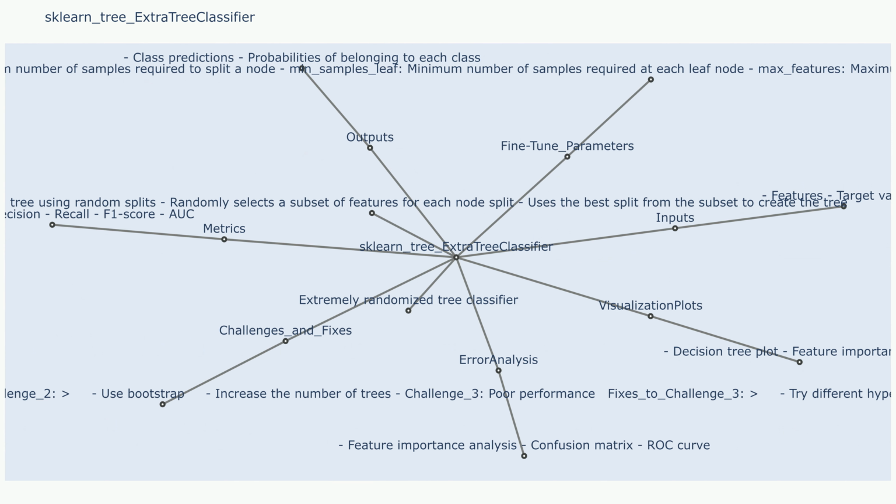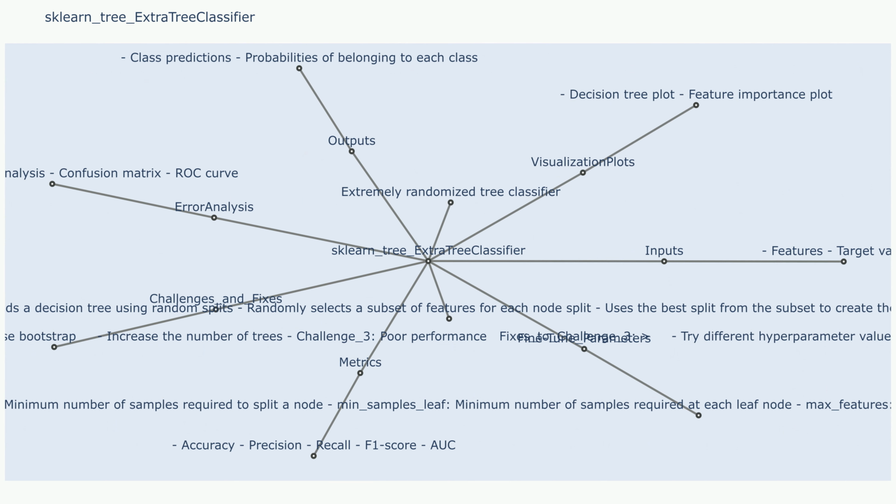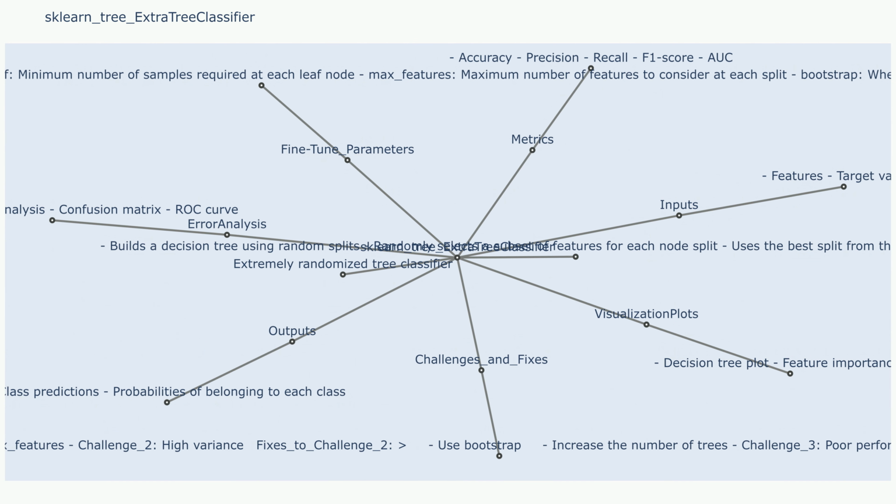Fixes to challenge 1. Increase the number of trees, n-estimators. A larger number of trees helps average out the variance across the ensemble, leading to more stable predictions. Adjust the max depth parameter. Limiting the maximum depth of the trees can help reduce the complexity and variance of the model. Utilize bootstrap sampling. Using bootstrap sampling introduces additional randomness in the training data, further reducing the risk of overfitting and high variance.